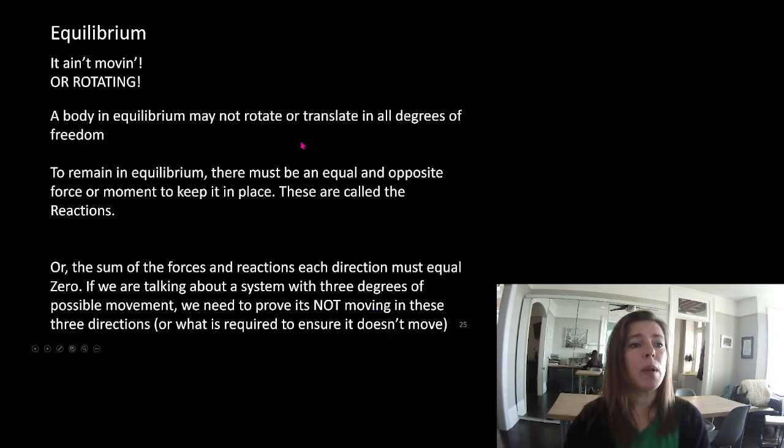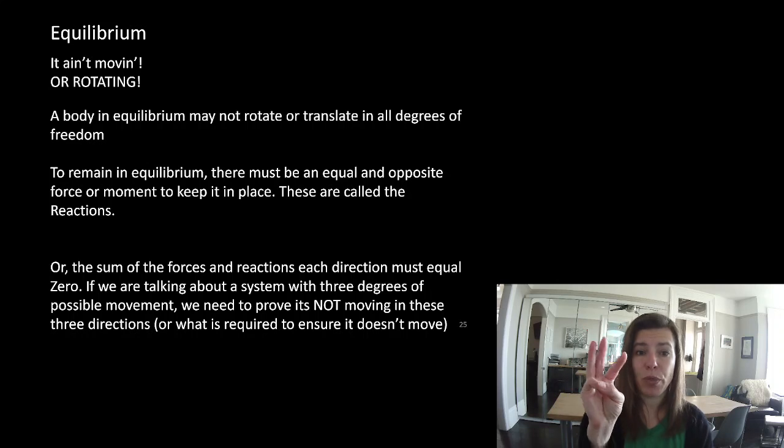So a body in equilibrium may not rotate or translate in all degrees of freedom. To remain in equilibrium, there must be an equal and opposite force or moment to keep it in place. These are called the reactions. Or, the sum of the forces and reactions in each direction must equal zero. If we're talking about a system with 3 degrees of freedom, or 3 degrees of possible movement, we need to prove it's not moving in these 3 directions.